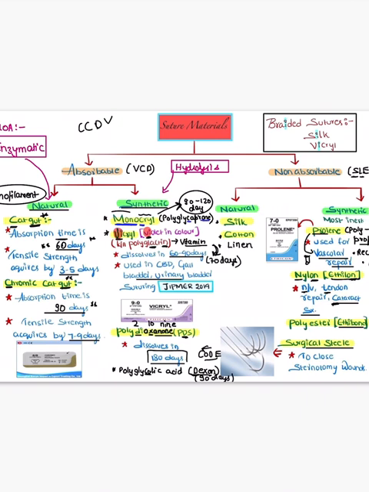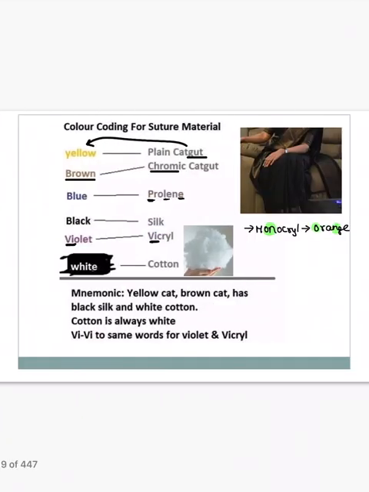Now other thing that you need to remember, what are the multifilament sutures and what are the monofilament sutures. We'll be also seeing the mnemonic for that. Multifilament is also referred to as braided sutures. Now first we'll see the color coding of the suture material. When we talk about the color coding, this plain catgut, the name is catgut, but it's obtained from the sheep gut.